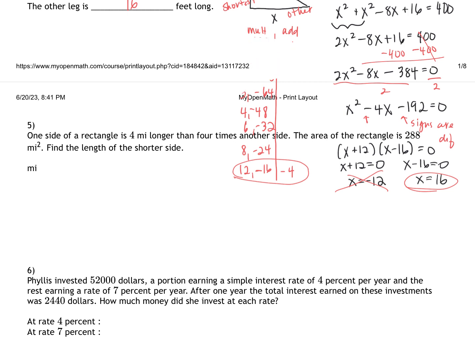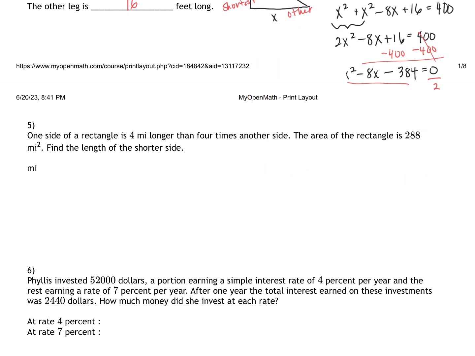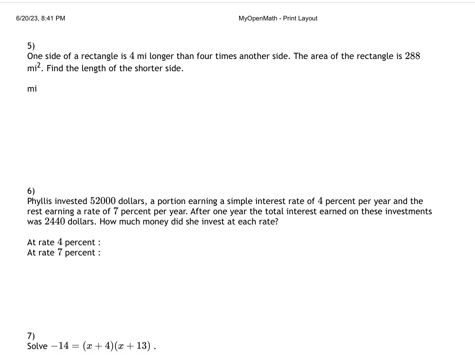Okay. Let's look at the next problem. One side of a rectangle is 4 miles longer than 4 times the other side. The area of the rectangle is 288 square miles. Find the length of the shorter side.